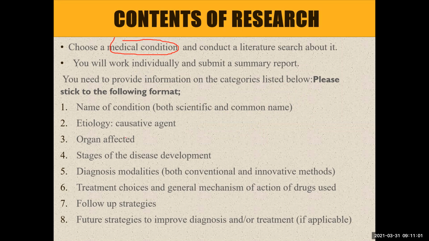Number one, name of the condition. What are you going to write in the name of the condition? For example, if I chose a disease like pancreatitis, which is the inflammation of the pancreas, that means the pancreas are inflamed. First and foremost, you have to write the scientific name of it and the common name of it. Very, very important. If it doesn't have a common name or scientific name, that's okay, but it's very important you find out both.